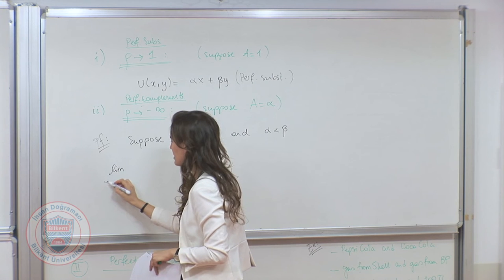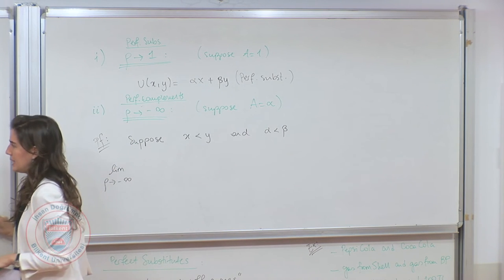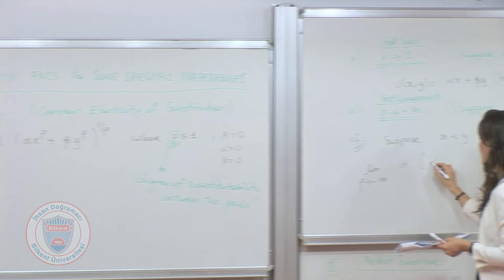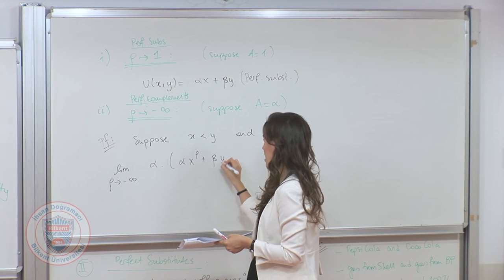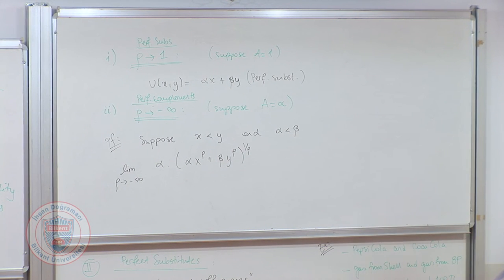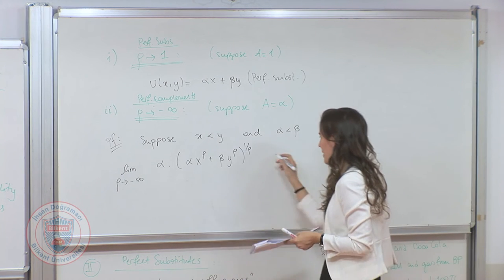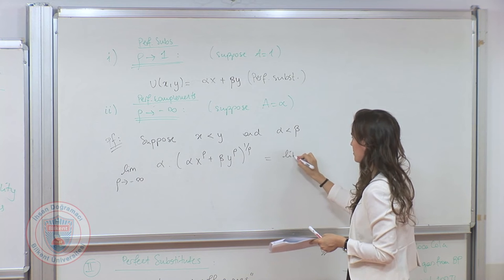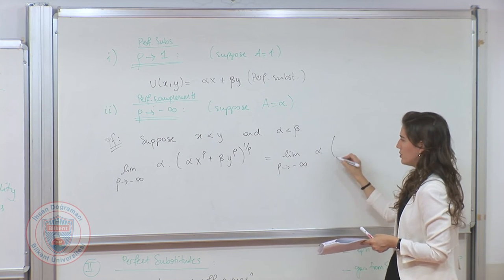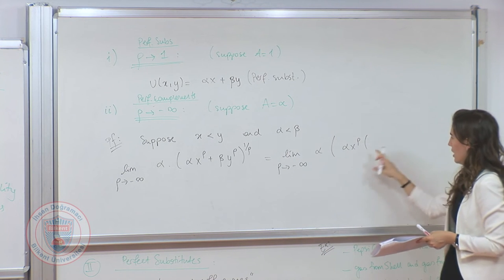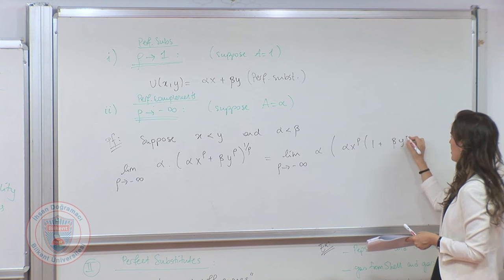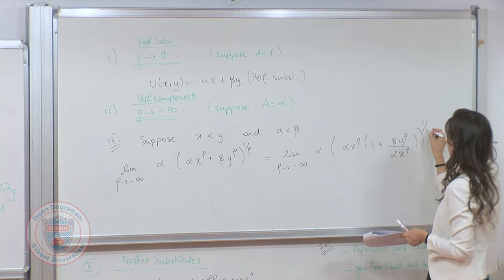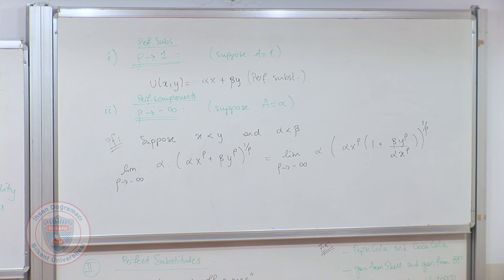So now what about this limit? We want to send rho to minus infinity right here. So A is equal to alpha, and then we have (alpha X to the power rho plus beta Y to the power rho) to the power 1 over rho, okay? I want to send rho to minus infinity. So what I will do is take alpha X to the power rho inside this parenthesis. So let's be proper: alpha X to the power rho times (1 plus beta Y to the power rho over alpha X to the power rho), and then all together to the power 1 over rho, okay?